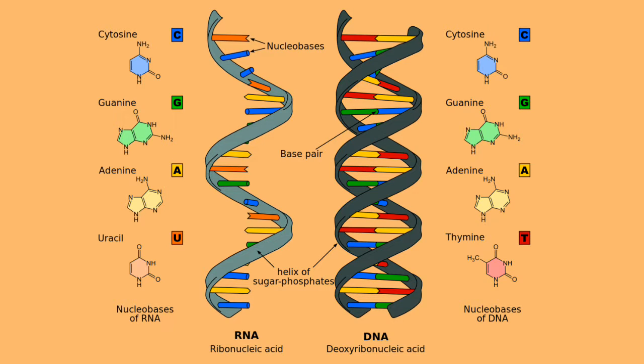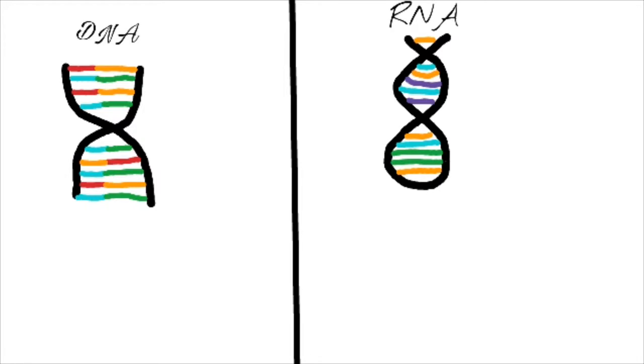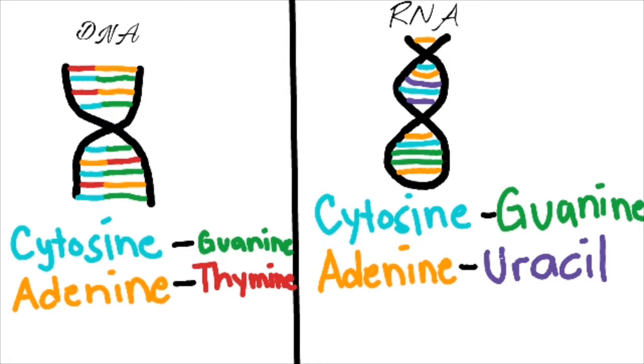Deoxyribonucleic acid differs from RNA by strand count, bases, and lastly sugar. DNA has 2 strands, or a double helix, while RNA only has 1. Thymine is in DNA and is replaced by uracil in RNA. And lastly, DNA has deoxyribose sugar while RNA has ribose sugar.